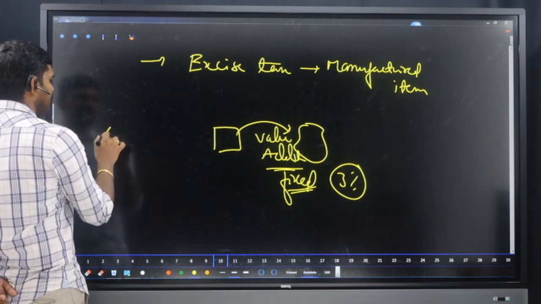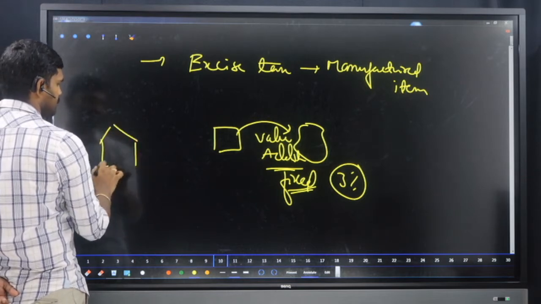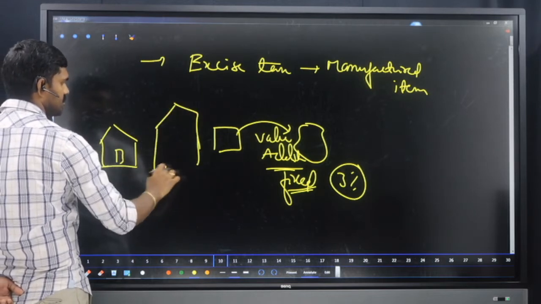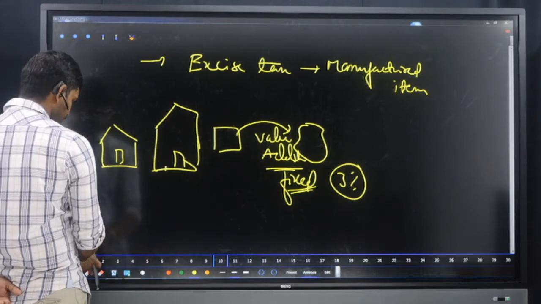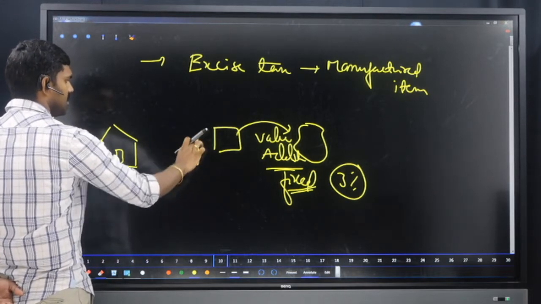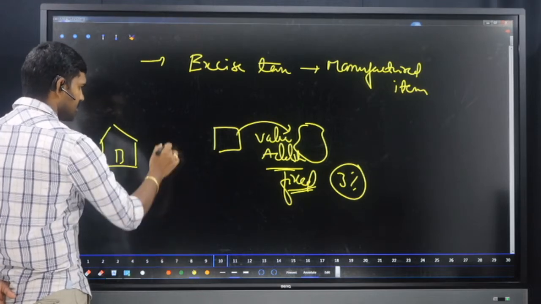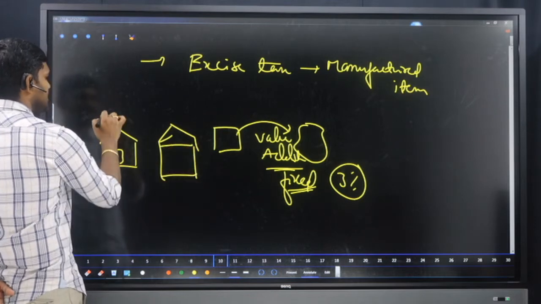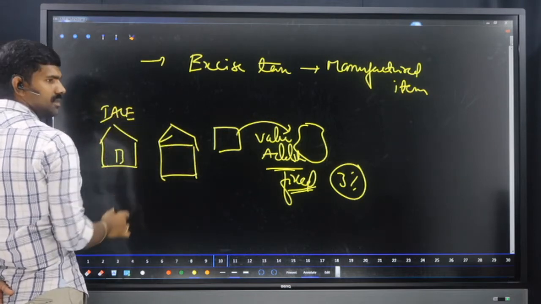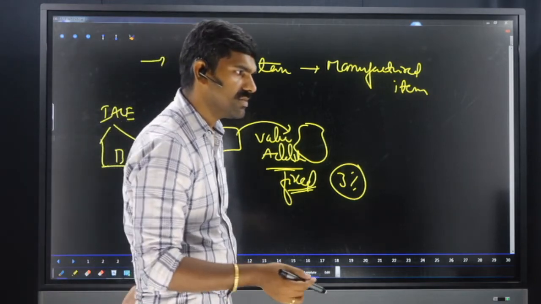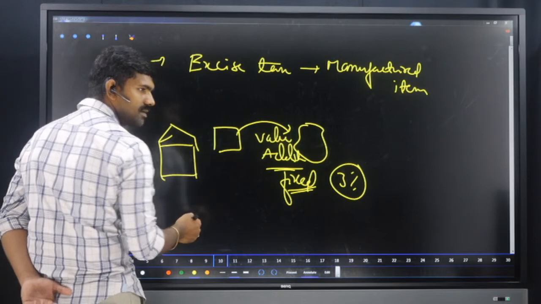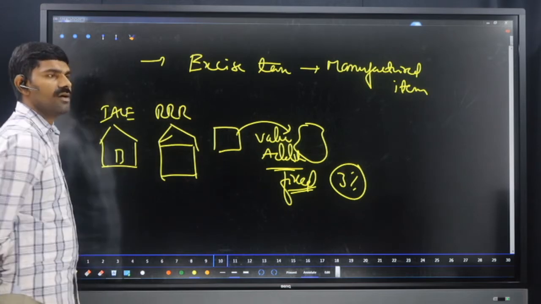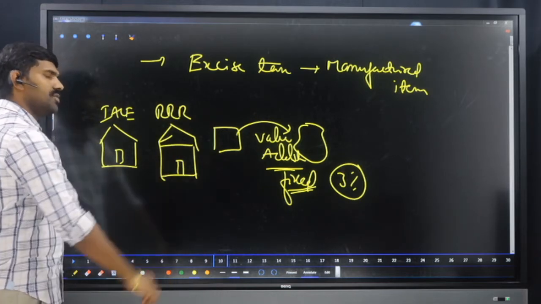For example, there is a property. There is one more property, same size. This is IAC. Who is that? Ramesh Ramarao, right? Okay, RRR property. Nice. So you have a door, and you also have a door.